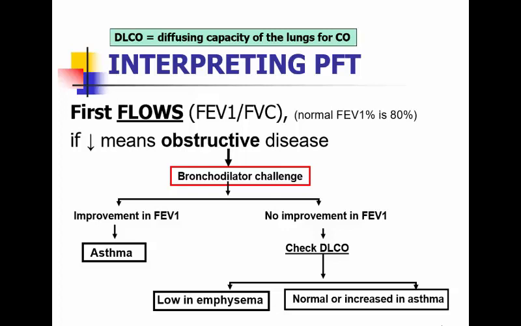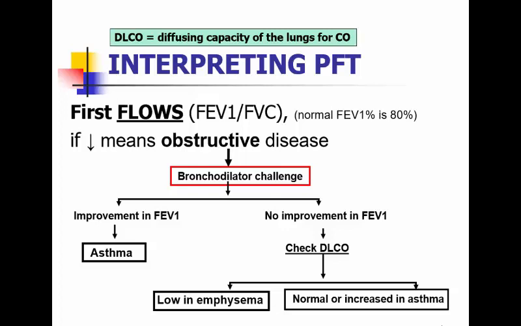The first thing that you do is start with the bronchodilator challenge. If they tell you that the FEV1 has improved, it means that the patient has asthma. If there is no improvement, check the DLCO, which is the diffusing capacity of the lungs for carbon monoxide. If it is low, this is emphysema. If it is normal or increased, it is asthma.